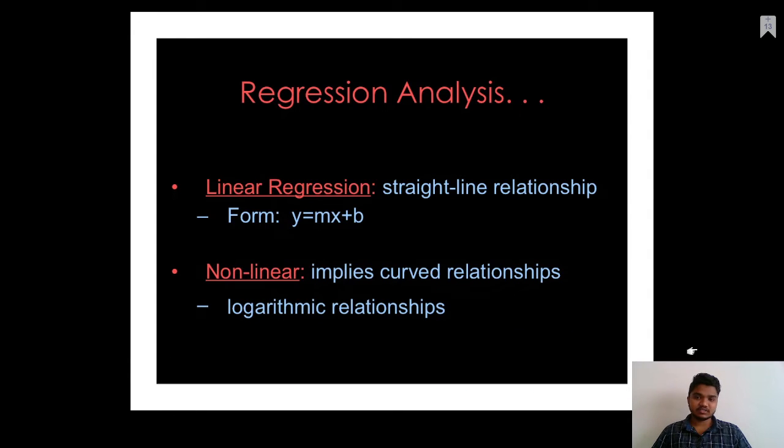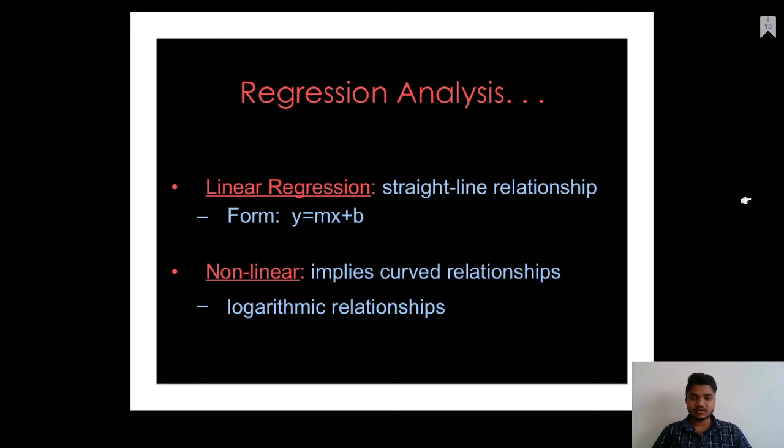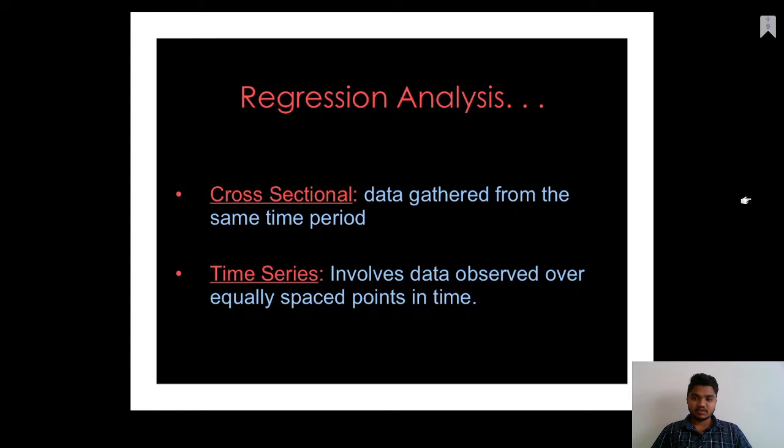In regression analysis we generally have two forms, that is linear regression and non-linear regression. Linear regression gives a straight line, and in non-linear regression we get a curved relationship. In the graph we get a curve, and these are generally logarithmic relationships. Cross-sectional regression uses data gathered from the same time period. Similarly, time series involves data observed over equally spaced points in time.